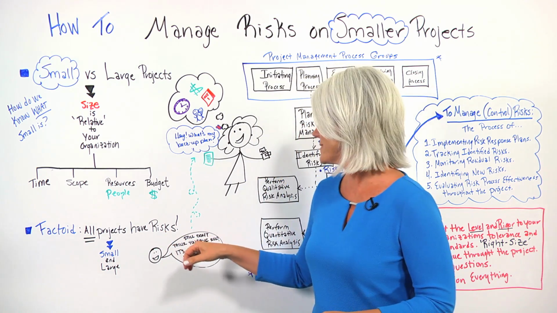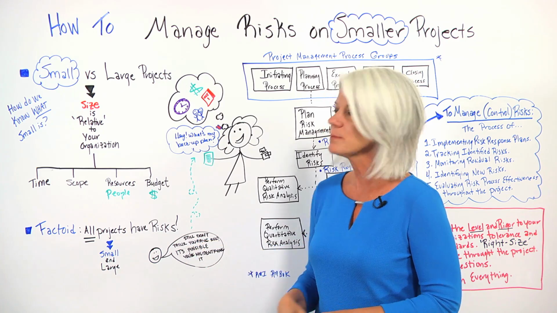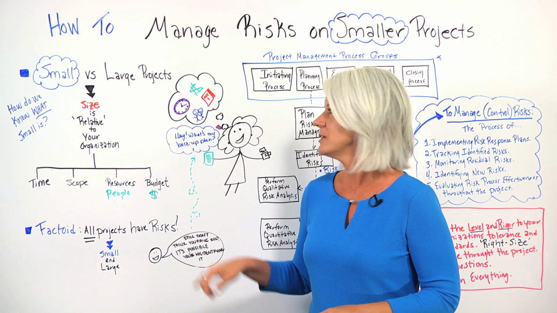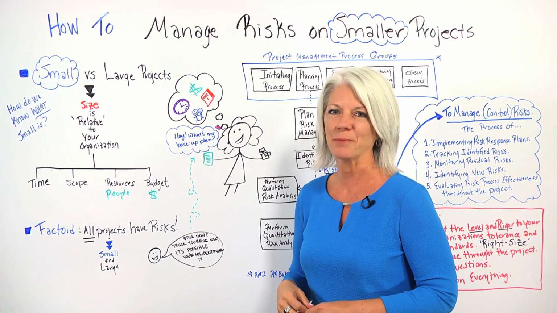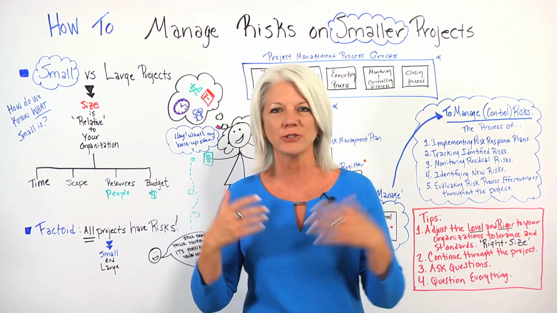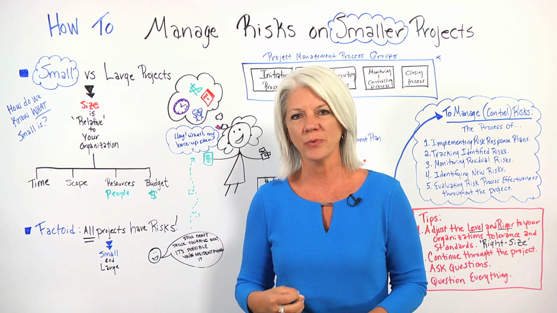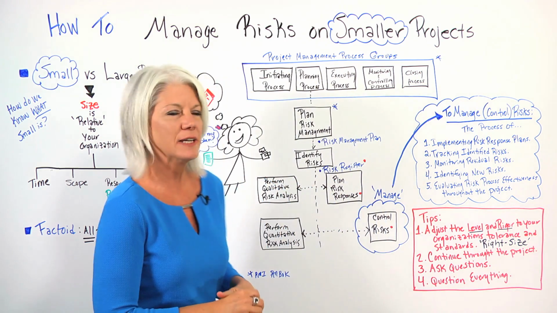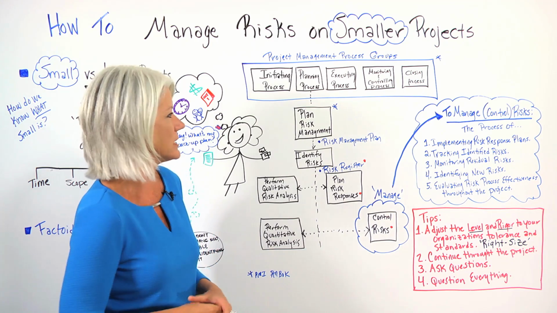So still don't think you have risk on your projects? Well, it's possible you're misidentifying it. For instance, my videographer always has a backup plan. She has extra lights, extra power, extra cords, extra everything. In essence, she's managing her risk. So let's take a look at some of the how-to and some of the tips for managing small projects.